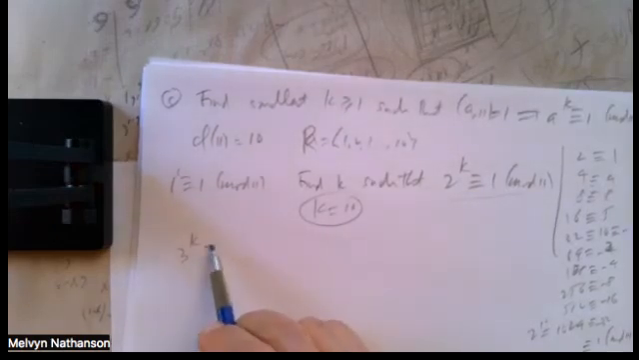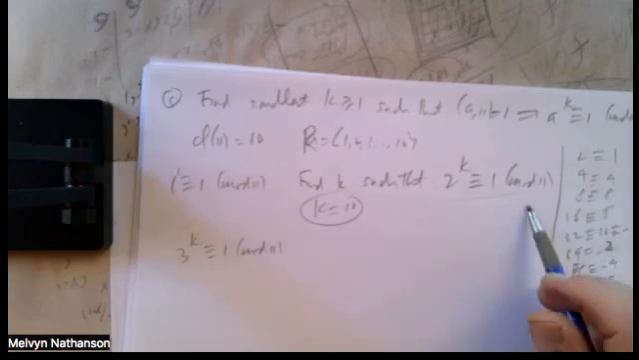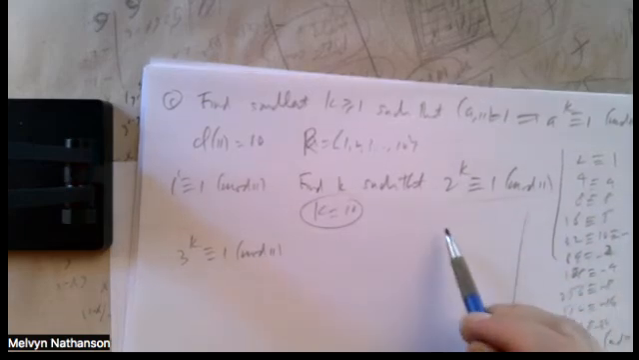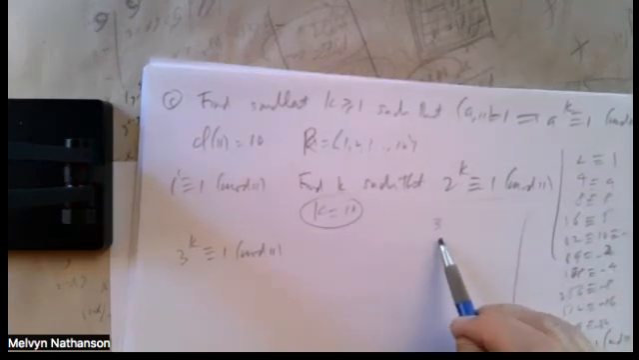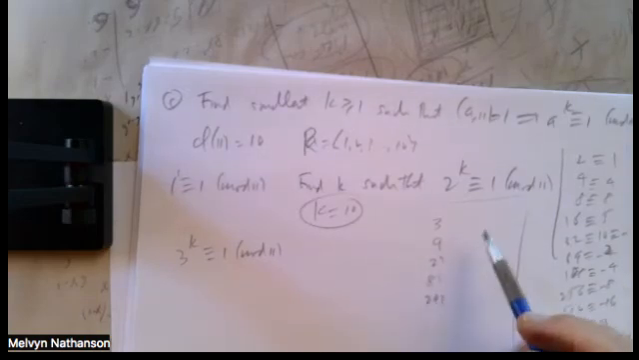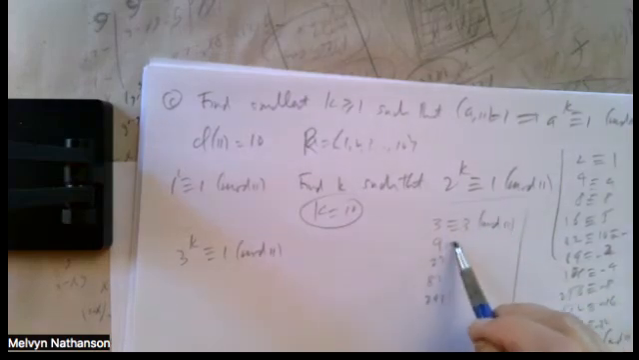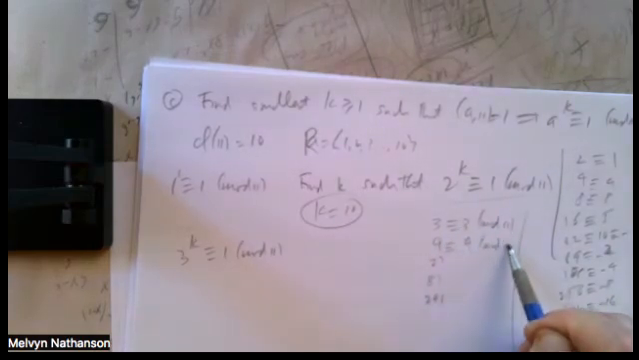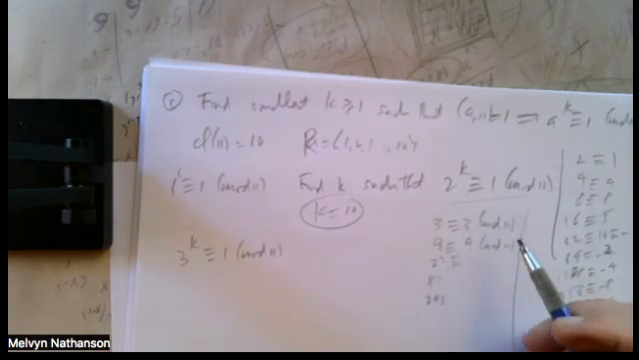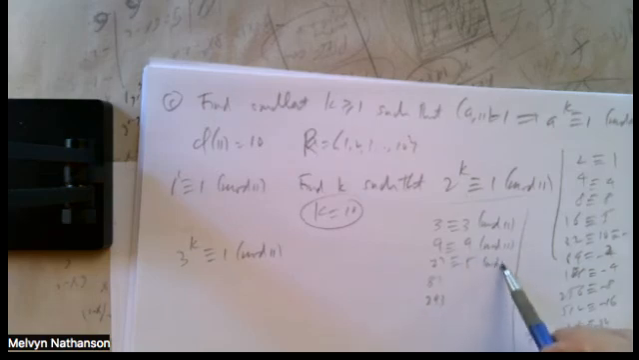What about 3 to the k congruent to 1 mod 11? We can look at the powers of 3: 9, 27, 81, 243. Let's see, 3 is congruent to 3 mod 11. 9 is congruent to 9 mod 11. 27 minus 5 is 22, which is divisible by 11. So 27 is congruent to 5 mod 11.